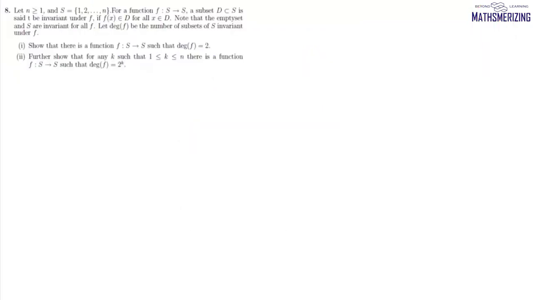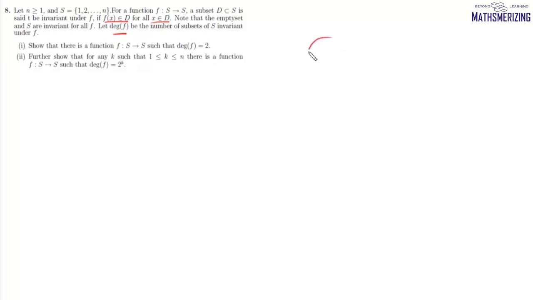Now the next question is, let n be greater than or equal to 1 and S be the set {1, 2, 3, up to n}. For a function f from S to S, a subset D is said to be invariant under f if f(x) belongs to D for all x belonging to D. Now note that the empty subset and S are invariant for all f. Let the degree of f be the number of subsets of S invariant under f. Now show that there is a function f from S to S such that the degree of f is 2.